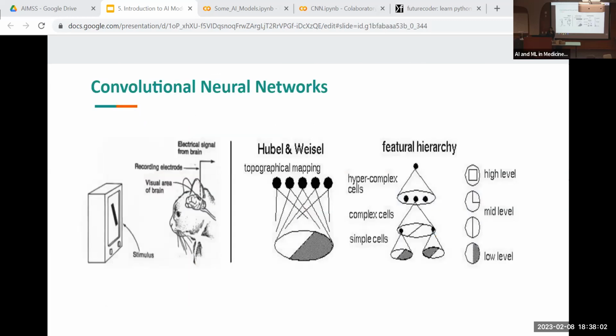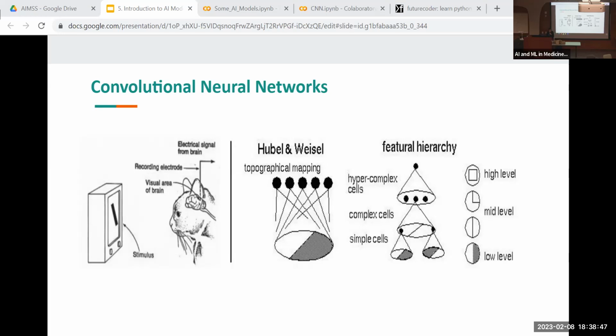Now let's talk about one type of neural networks, which is called convolutional neural networks, or CNNs. The idea for CNNs, we can say, comes from a biological experiment done by Hubel and Wiesel. They had a number of cats, and the cats were shown some visual stimuli, and the neurological activity in their brains was monitored.